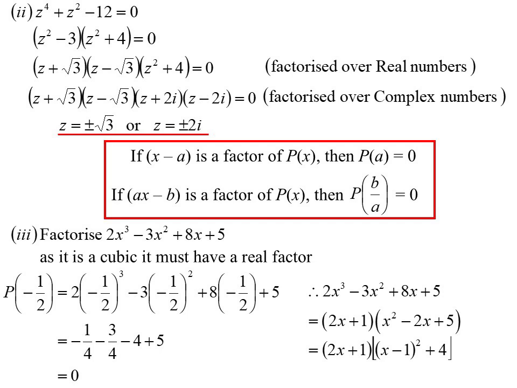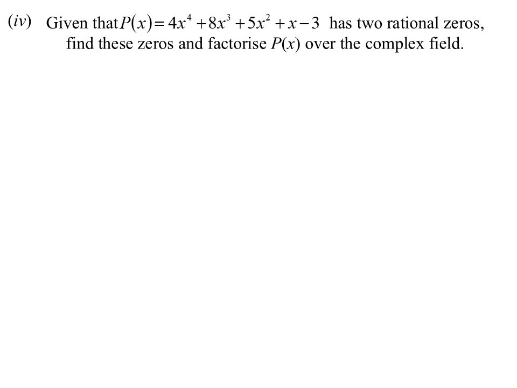Again, I'm doing it by completing the square. So it's (x−1)²+4. I get (x−1−2i)(x−1+2i). They've told us that this one has two rational zeros. Okay. In other words, if they're rational, they're not imaginary.